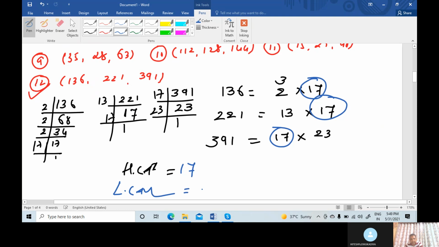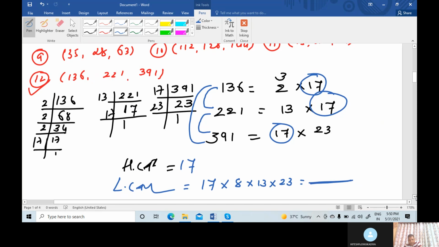Now LCM. First we write the HCF, 17, which is compulsory. Now, is there a common factor of 136 and 221? No. Of 221 and 391? No. Of 136 and 391? No. So each of the numbers remains. Write all the numbers: 2 raised to 3, that is 8, then 13, then 23. Now multiply all these numbers. This is your LCM. Is that clear?